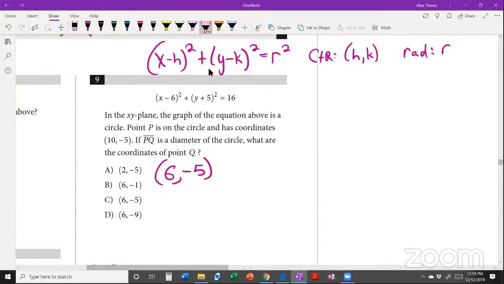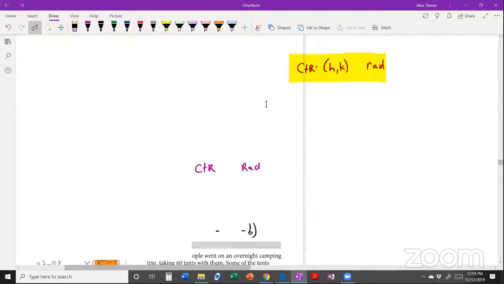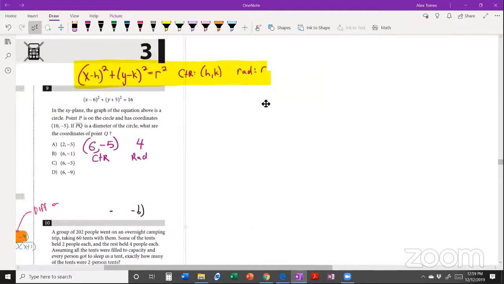And the thing on the other side of the equal sign, that's your r squared. So 16 is r squared, which means that taking the square root of both sides, your radius is 4. So this is your center, and your radius is just the number 4. So if nothing else, if you're just starting on this, you want to know that formula. So let's go ahead and envision what this looks like now.